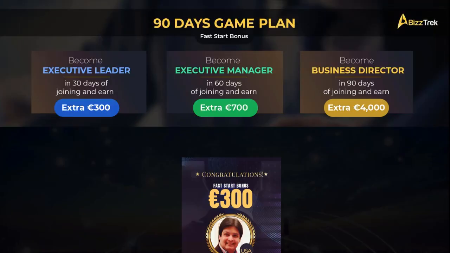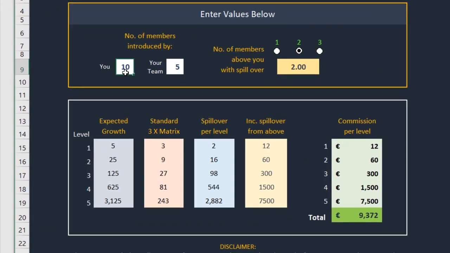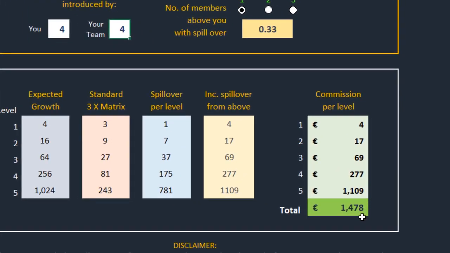So your game plan really for the next 90 days is to get to Business Director. Once you get to Business Director, you will earn a total of 5,000 euros and you'll have a passive income of 1,000 euros a month, and you'll qualify for a car like a BMW 3 Series or similar. And to get there, all you need to do is just introduce 4 people yourself, get your team to do 4, and you've already done it. You've got 1,478 euros a month coming in, so you've achieved Business Director. You'll get the car, you'll get the 5,000 euro cash bonus, all within 90 days.